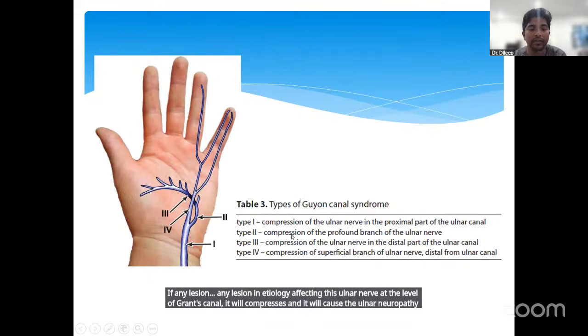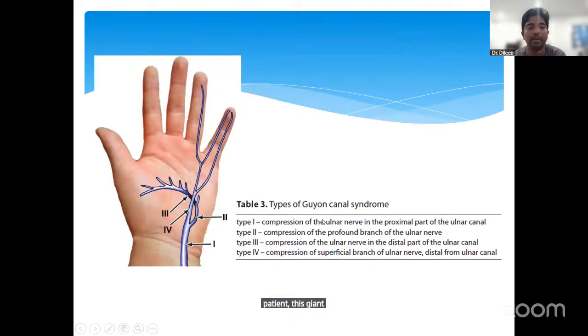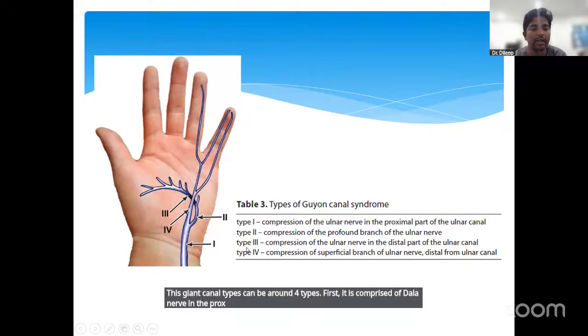Based on the site of the lesion, Guyon's canal syndrome can be of around 4 types. First, it is compression of the ulnar nerve in the proximal part of the ulnar canal. It has both sensory and motor weakness. In type 2, there is compression of the deep branches of the ulnar nerve, that is the motor part. This is the motor part in the proximal part.